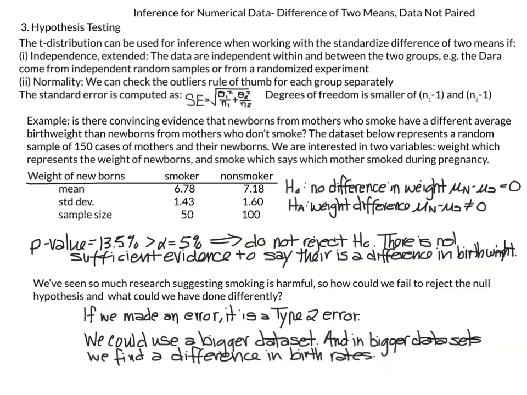So your book points out that we've seen so much research suggesting smoking is harmful, so how could we fail to reject the null hypothesis, and what could we have done differently? First, if we made an error, it's a type 2 error. So of course we could change our significance level so that we don't get as many type 2 errors. We could also use a bigger data set, and it does turn out that in bigger data sets, most research will find there is a difference in the birth rates.